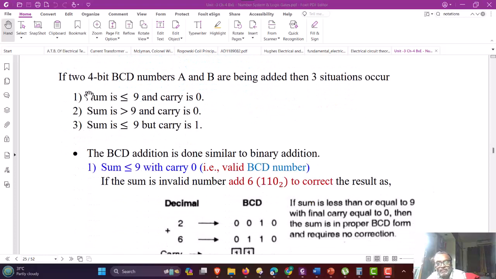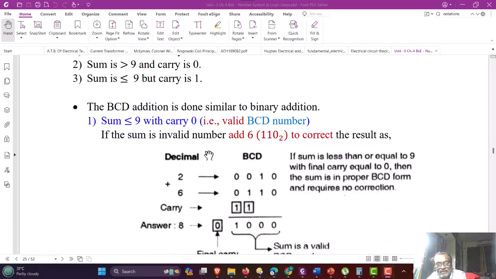The rules of BCD summation are the same as arithmetic summation in decimal numbers. Three conditions may occur. If sum is less than or equal to 9 and carry is 0, this is one condition. Sum greater than 9 and carry is 0 is another. Sum less than or equal to 9 but carry is 1 is the third. So let us see them one by one. Sum less than or equal to 9 and carry is 0: the number is a valid number.